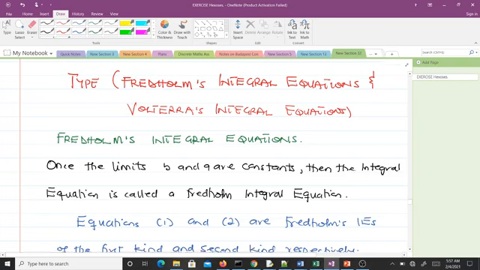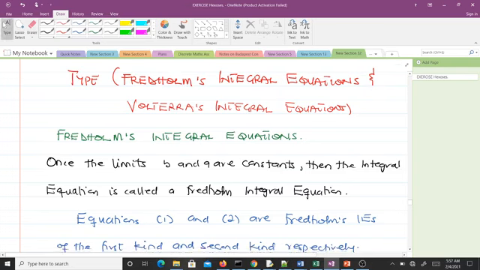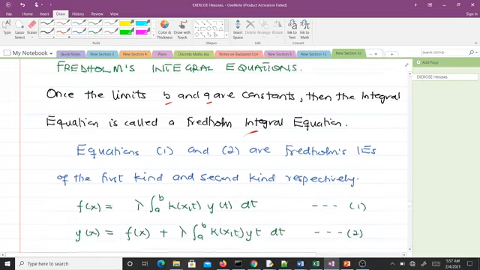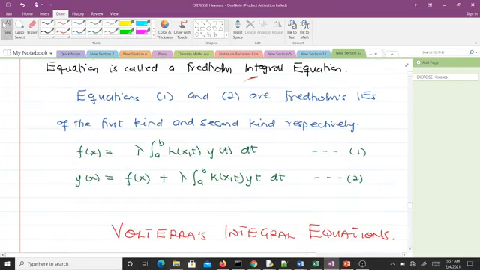So now let's go to classification based on type. That's whether it is a Fredholm integral equation or a Volterra's integral equation. This one is also very simple, okay? With the Fredholm's integral equation, the limits b and a are constants, okay? Then the integral equation is called a Fredholm integral equation. We have two equations here, and they are the Fredholm's equations of the first kind and the second kind, okay?